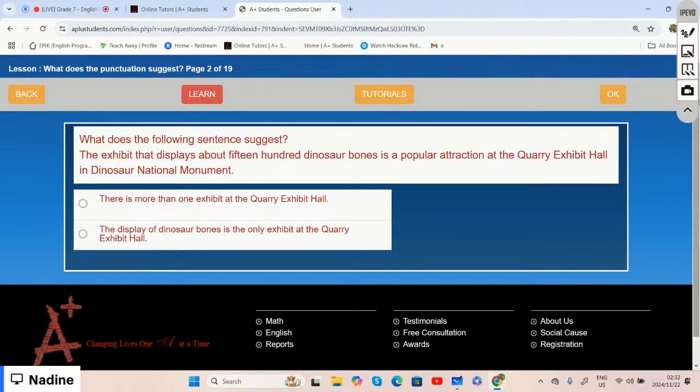It says the exhibit that displays about 1,500 dinosaurs' bones is a popular attraction at the Quarry Exhibit Hall in Dinosaur National Monument. We need to say, is it option one, there's more than one exhibit at the Quarry Exhibit Hall? Or do we say the display of dinosaur bones is the only exhibit? And if we look at what that following suggests, then we can say option one, that there is more than one exhibit at the Quarry Exhibit Hall. Option one.